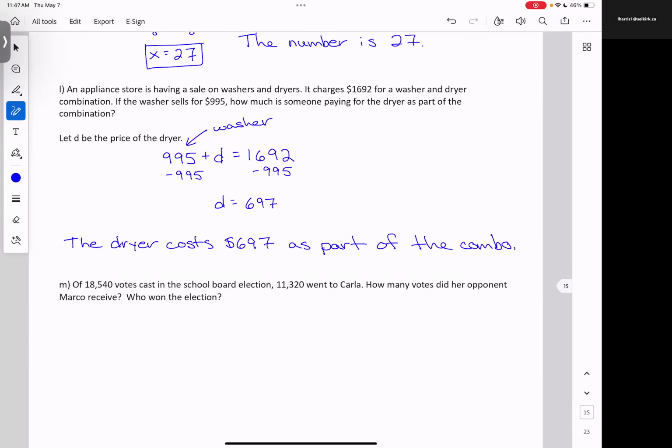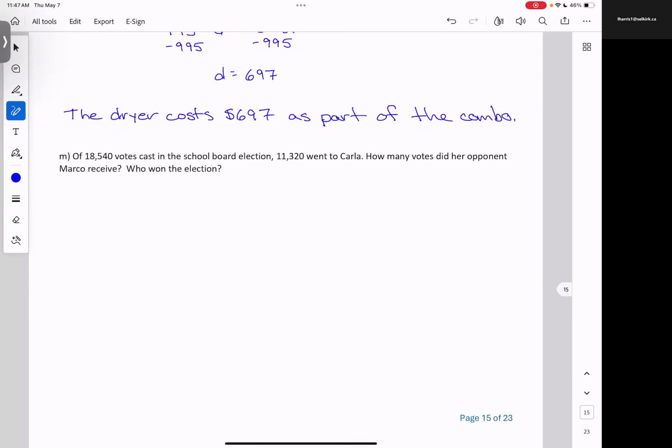All right, last question. We have a school board election. We have 18,540 votes cast in this election, and of those votes, 11,320 went to Carla. We want to know how many votes her opponent received and who won the election.